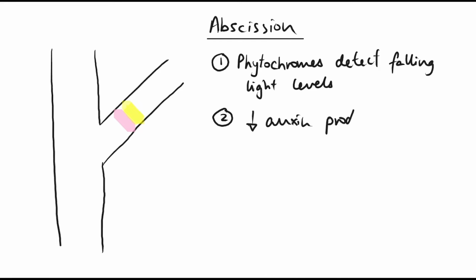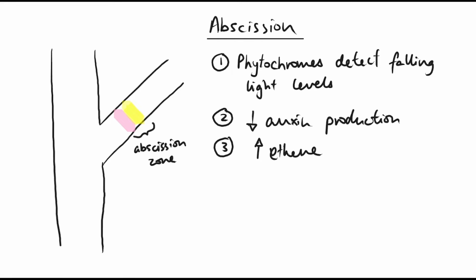So it stops further auxins being produced, usually from the stem cells. Once they have less auxins, the leaves would respond by producing more ethene. So they would start increasing the ethene levels in the leaf. Once the ethene is made, it will diffuse and spread down towards the base of the leaf stalk, which you can see here in pink and yellow. This whole area is called the abscission zone. The cells found in the abscission zone are quite sensitive towards ethene, so they will respond to ethene.